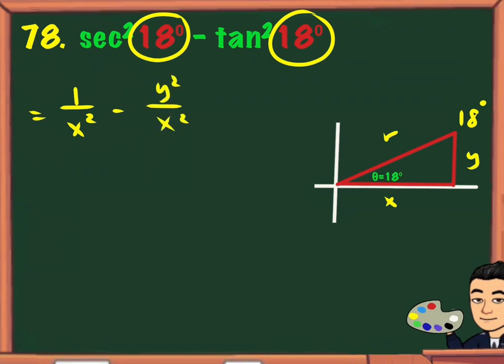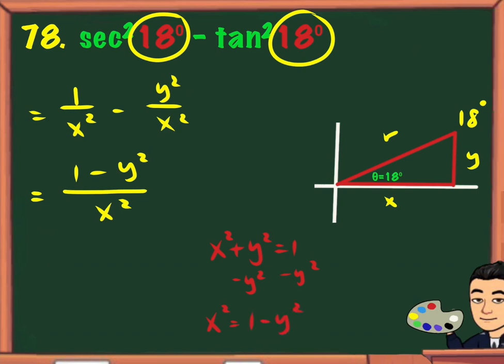Now we're going to combine the fractions. So we got 1 minus y squared over x squared. Knowing that x squared plus y squared equals 1, if you subtract y squared on both sides, you get x squared equals 1 minus y squared. So this is basically equal to x squared. So now you have x squared over x squared, and this is going to equal 1.